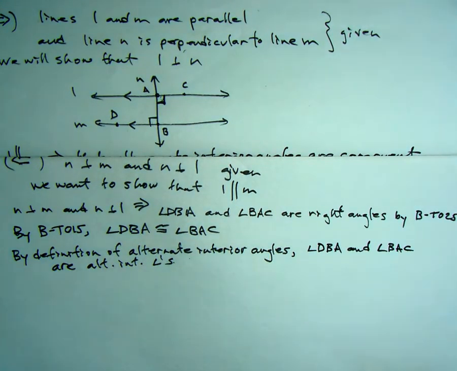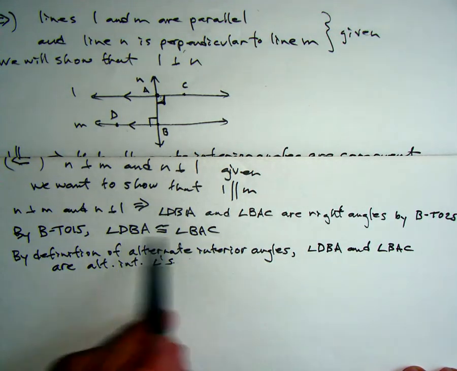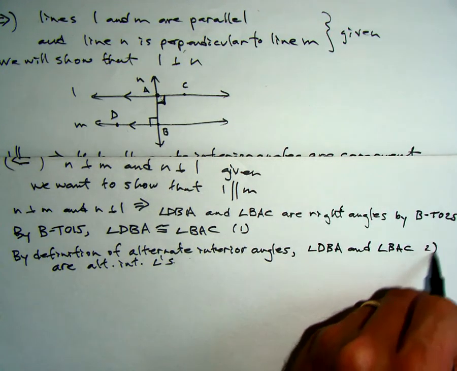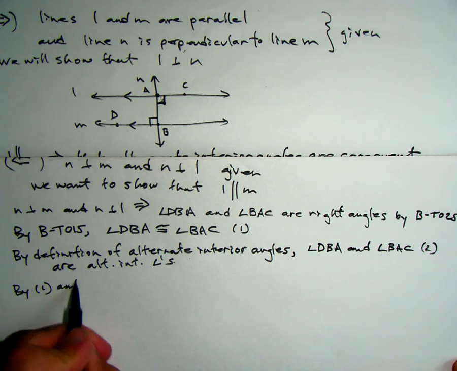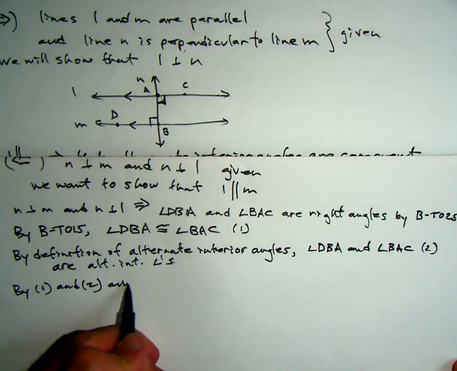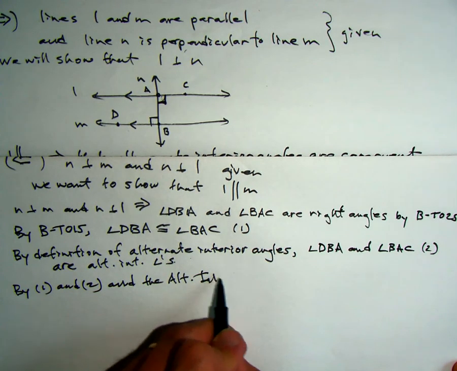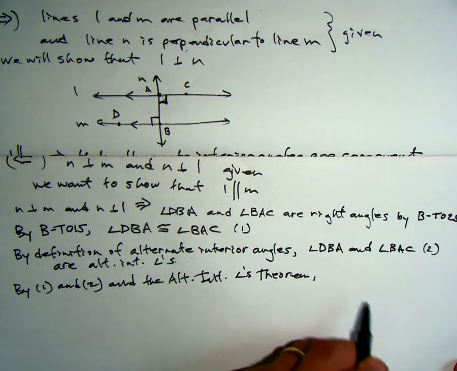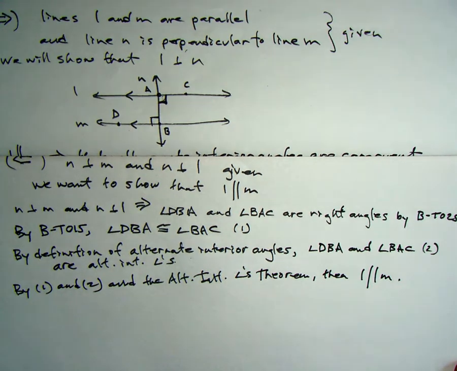All right, we're almost there now, right? We know that DBA and BAC are alternate interior angles. We know they're congruent. So again, maybe I'll just label these 1 and 2, those results, so that by 1 and 2 and the alternate interior angles theorem, then L is parallel to M, which is what we wanted to show.